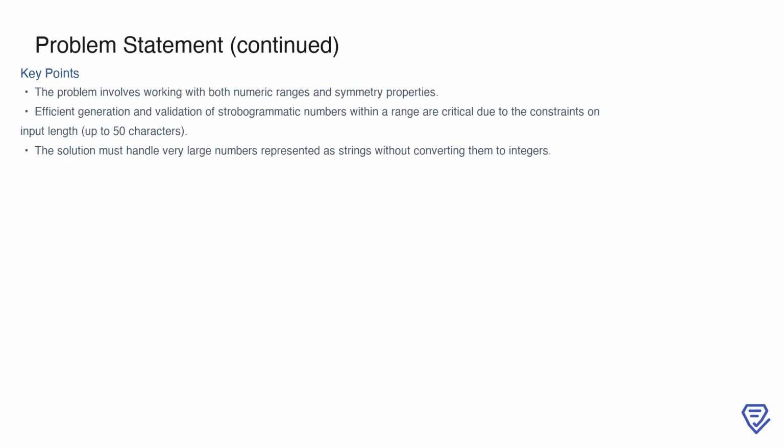To summarize, this problem combines the challenges of working with both numeric ranges and the symmetry properties of strobogrammatic numbers. Given the constraints, it's essential to efficiently generate and validate strobogrammatic numbers within the specified range, especially since the input strings can be as long as 50 characters. This means we need to avoid converting these strings into integers, as they may represent values too large to handle with standard numeric types. Instead, our solution must work directly with the string representations of the numbers. Additionally, careful attention is needed to ensure that symmetric rotations, particularly for digit pairs like 6 and 9, are correctly handled to produce accurate results.